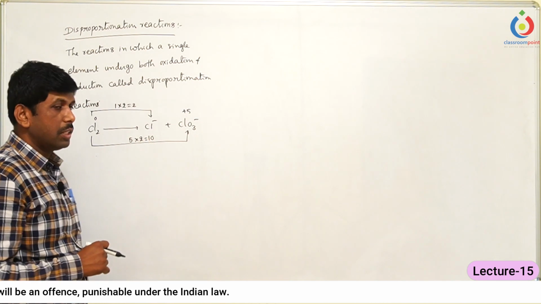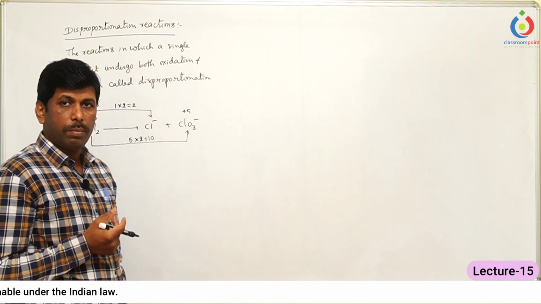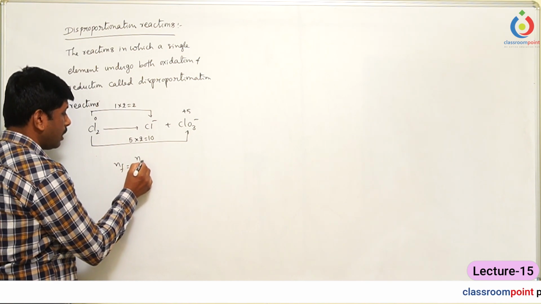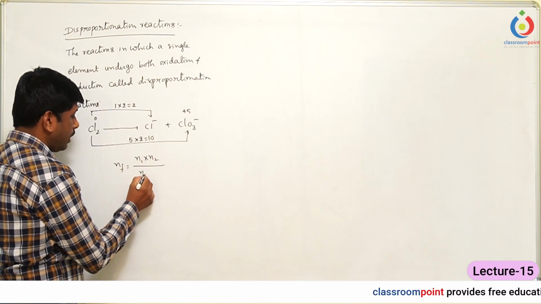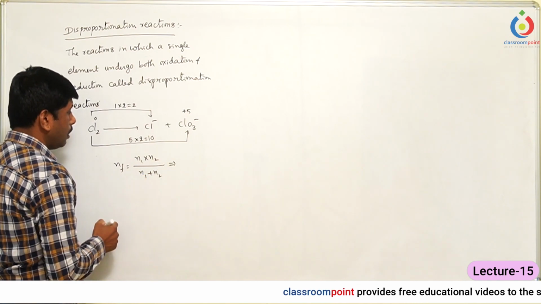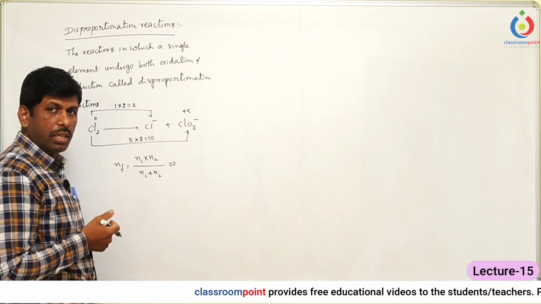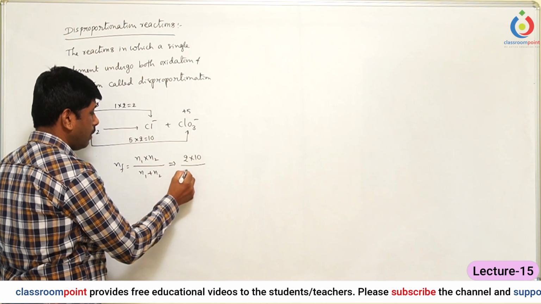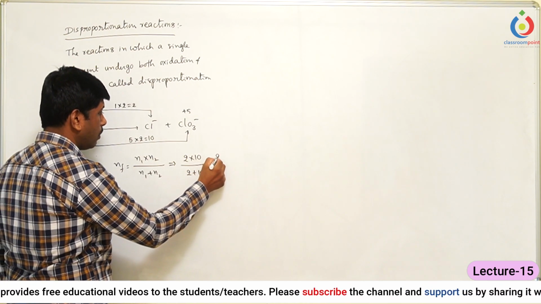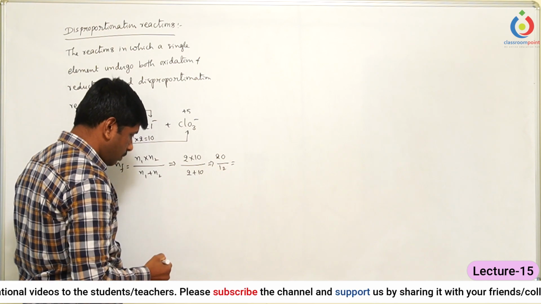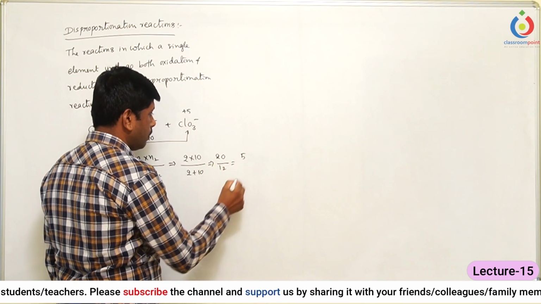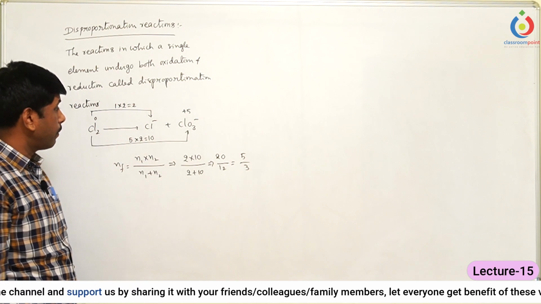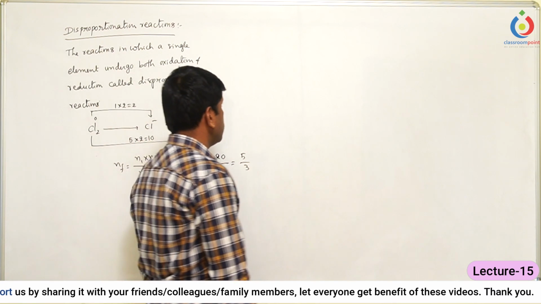Then how to calculate the n factor value for disproportionation reactions and comproportionation reactions? So n factor value is equal to n1 into n2 divided by n1 plus n2. You can take any one as n1 value, any one as n2 value. So here 2 into 10 divided by 2 plus 10, you can write 20 by 12, which is equal to 5 by 3. This is the n factor of this reaction.